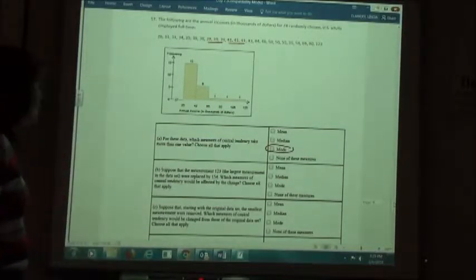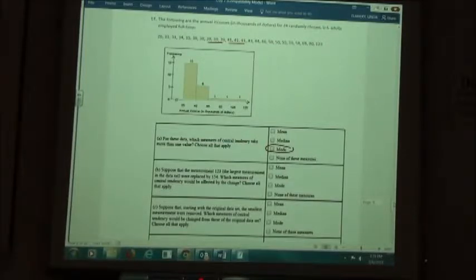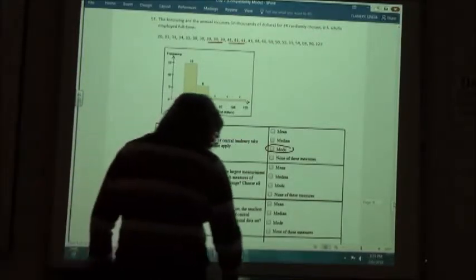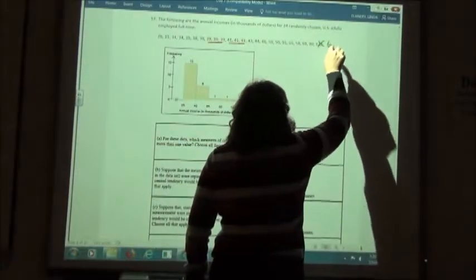Suppose that the measurement, 123, which is my largest measurement, was replaced with 154 instead.